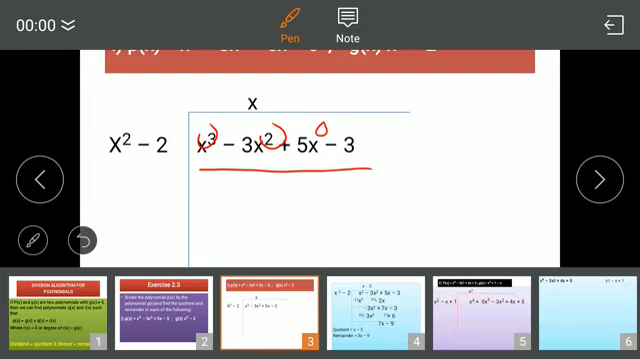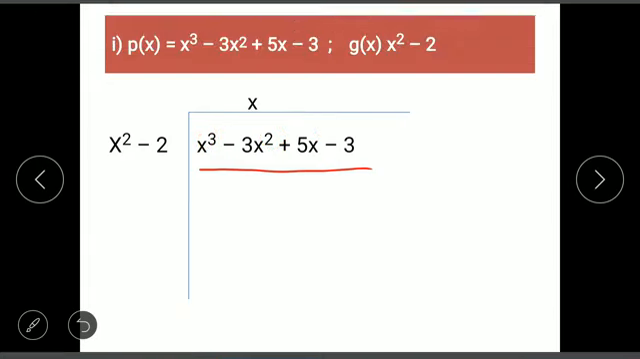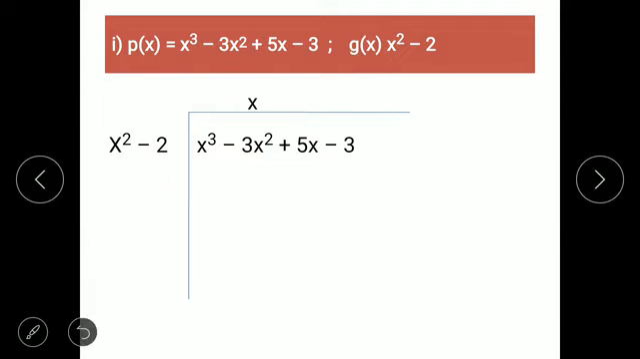Okay, let us perform the division. How will we do the division? I think you studied it last year. So in order to do the division, which is the first term of the dividend? Yes, x cube. Always take the first term, the highest term, and divide by the highest term of the divisor.